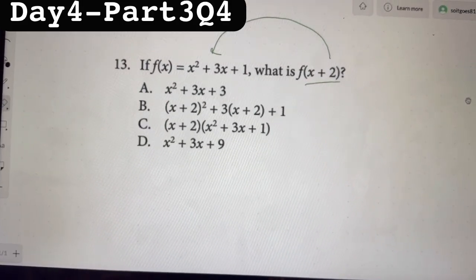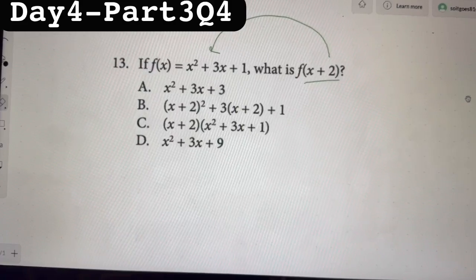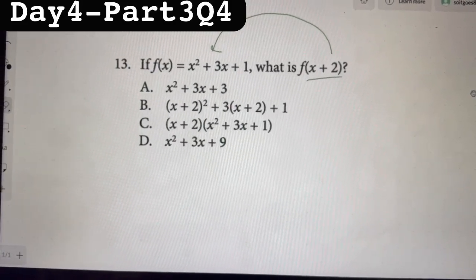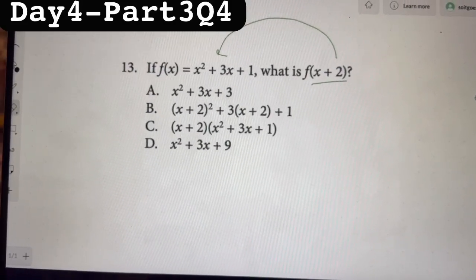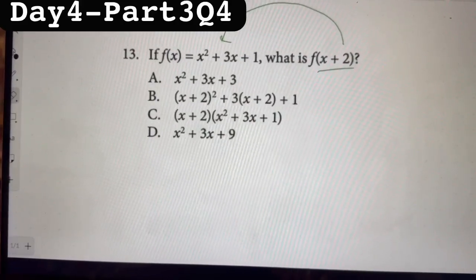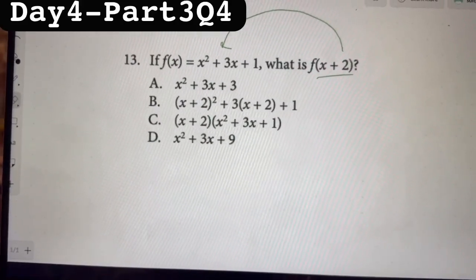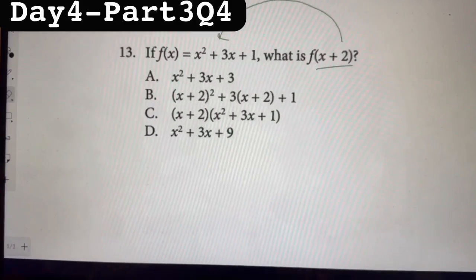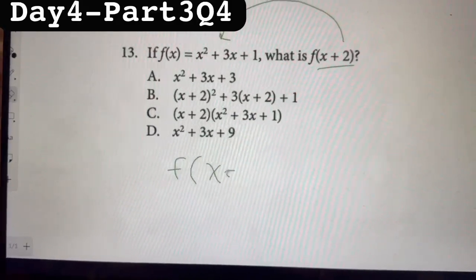And in fact, you don't even have to simplify it to get this question right. You just have to plug it in properly and understand that x plus 2 is your input. And if you get that, you're going to get this question. It's that simple. So let's do it, okay? So we've got f of, and again, our input here is x plus 2.